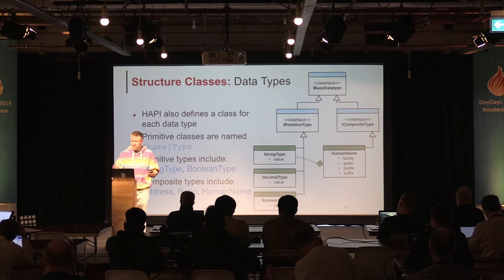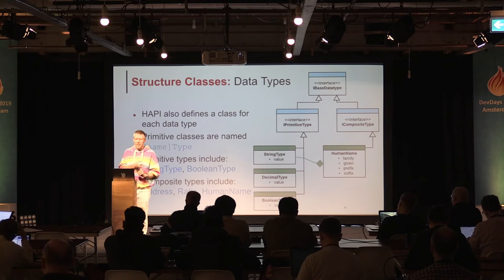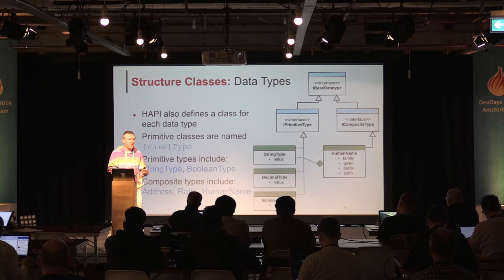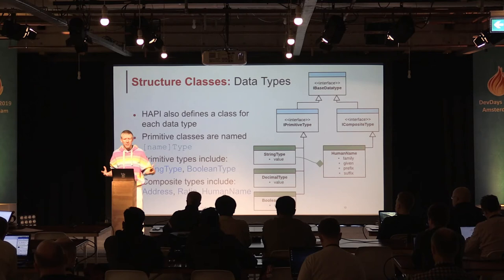FHIR also defines these things called composite data types. A composite data type, you can think about it as just a little tiny structure with a set of related fields that commonly get reused. A good example of that is there's lots of places in the specification where we use addresses. You think about it like a building has an address, a person has an address, a practitioner has an address. And so we have this concept of address that gets reused just all over the place in the spec.